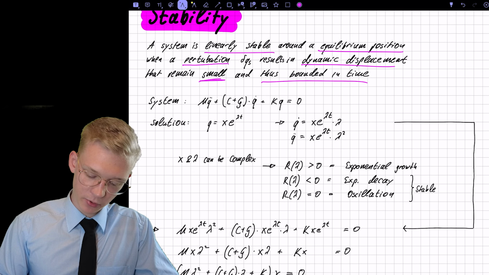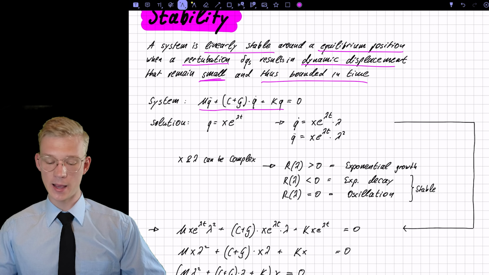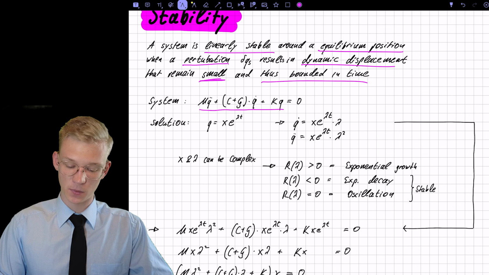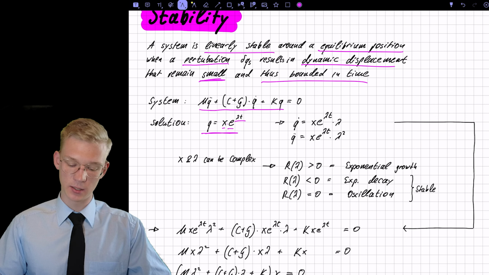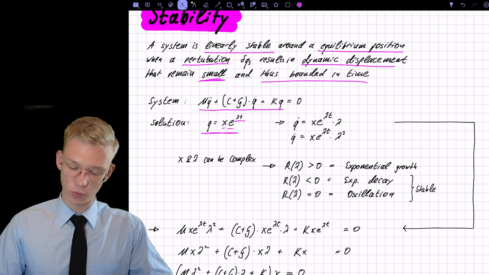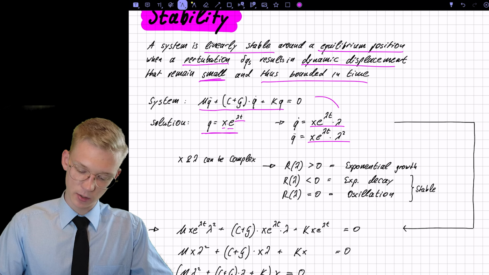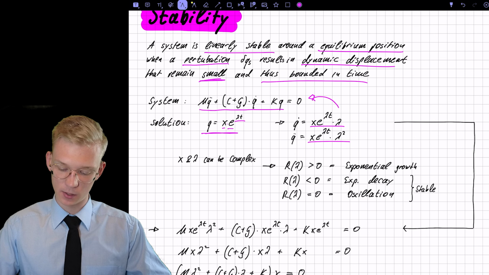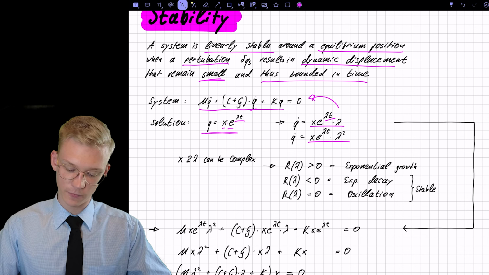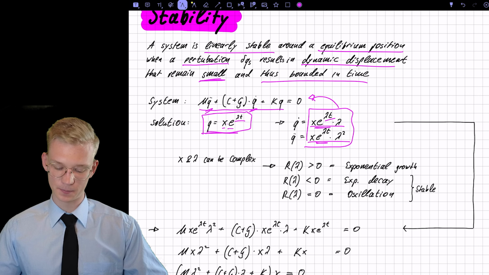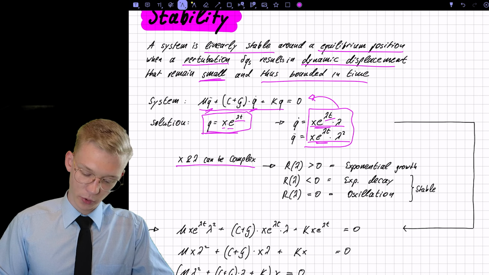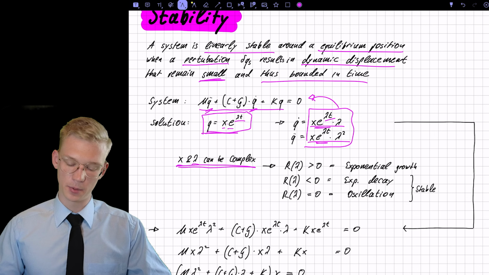So we have those linearized equations that we had from the last videos, and a solution of that system is q equals x times e to the power of lambda t. Because if we derive it once and twice and insert it, it is still true for all time. Because we have a first derivative and a second derivative, we need this exponential. So this is how our solution will look. Important to note that x and lambda can be complex.